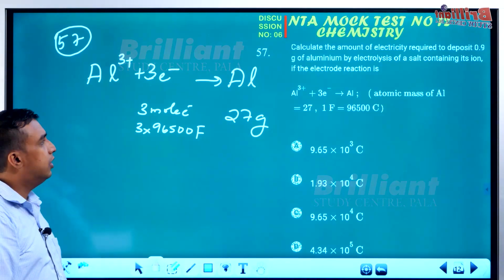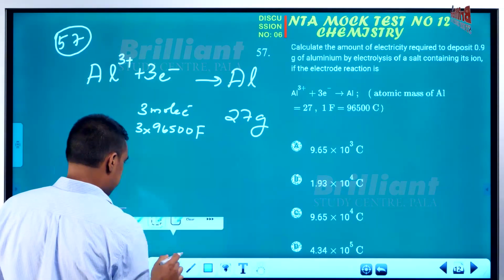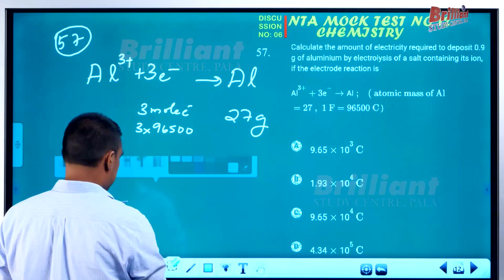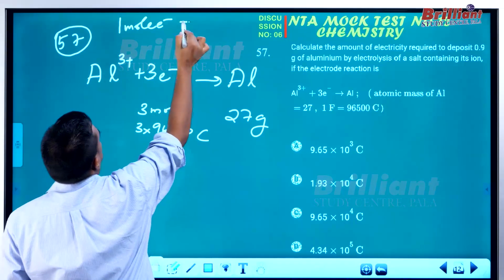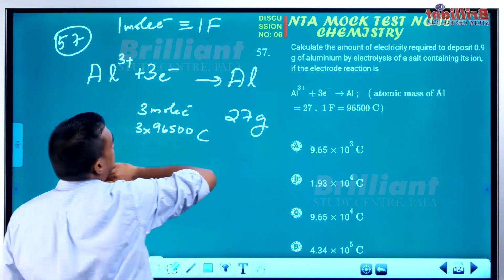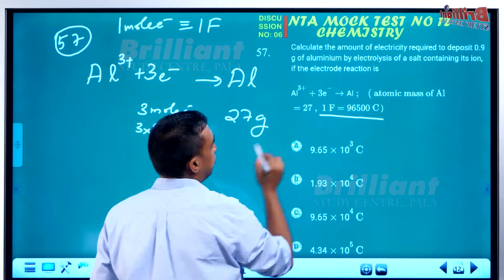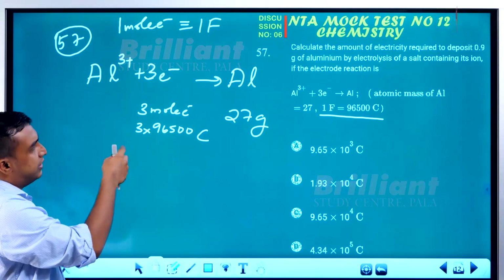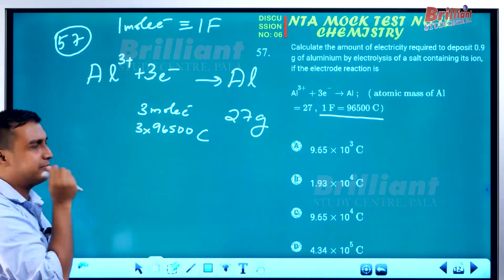Sorry, a mistake there. 96,500 coulomb. 1 mole of electrons corresponds to 1 Faraday of charge, and 1 Faraday is equal to 96,500 coulomb. Now 3 moles of electrons means the total charge will be 3 into 96,500 coulomb or 3 Faraday.